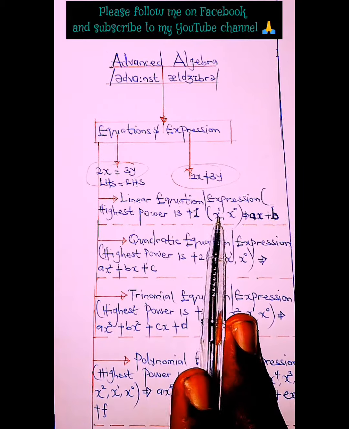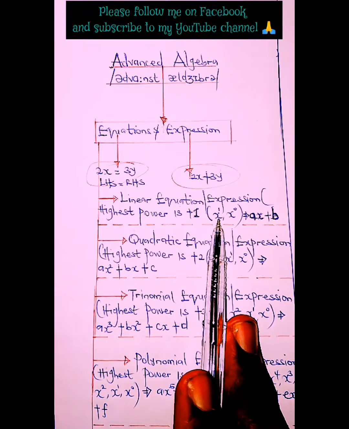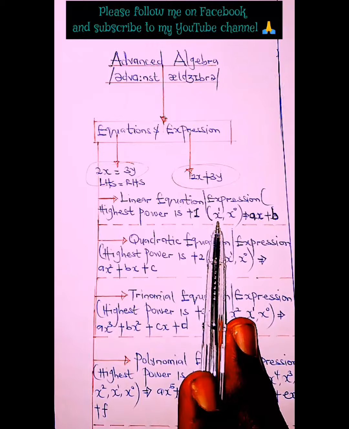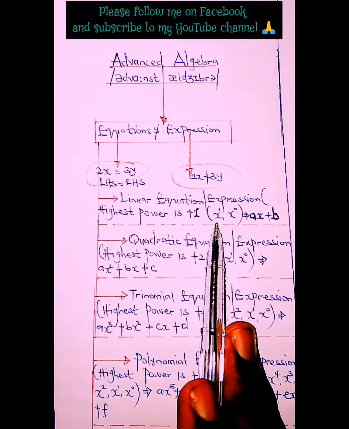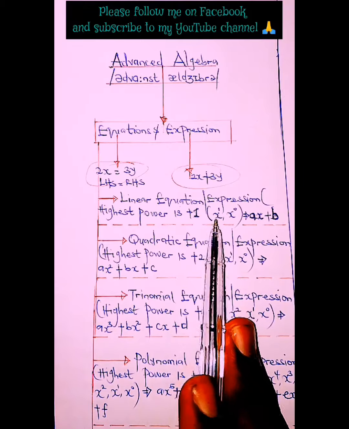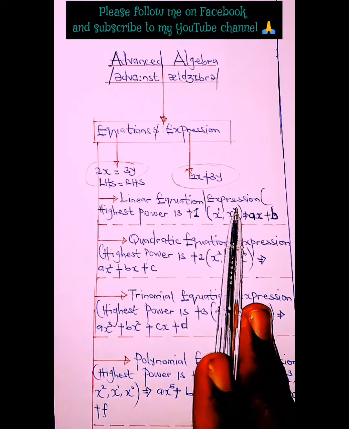Now, look at this. If you have x to the power 1, don't forget that this is a base, this is a power, this is a base, this is a power. So, when we talk about linear equation, every unknown or variable has the highest power to be positive 1. So, this is x to the power 1, this is x to the power 0. So, look at this example.